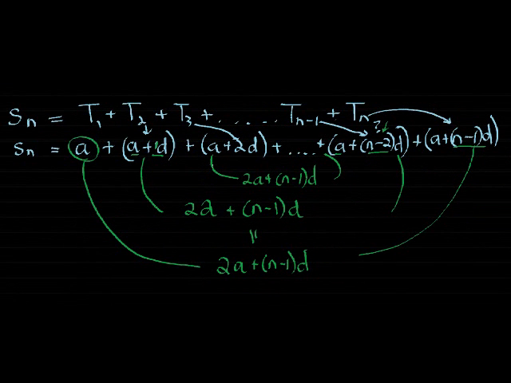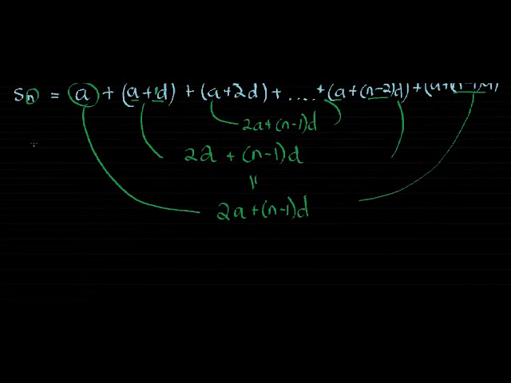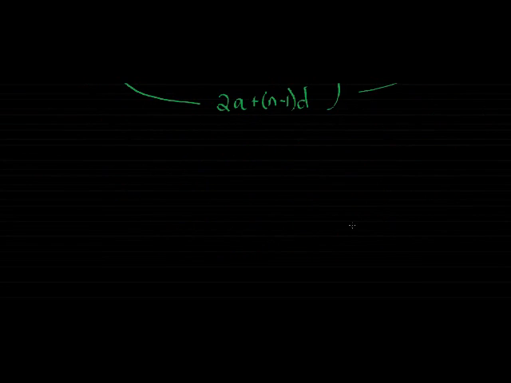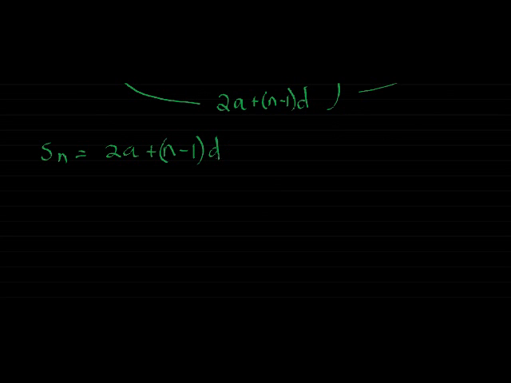And how many of them am I going to have? There are n terms in total, but I'm grouping them two at a time. So in total, I will have not n, but half of that. So Sn will be 2a plus n minus 1 d, but I'll have not n of them, but half of that, because I'm grouping them two at a time. And that's the formula for the sum of the arithmetic series.